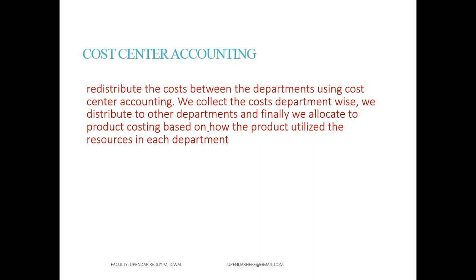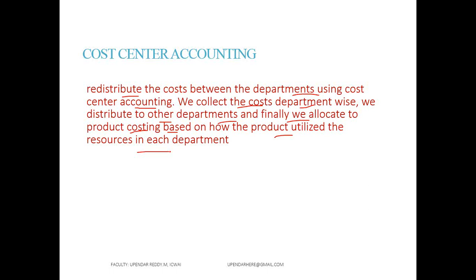In cost center accounting, we will redistribute the cost between the departments. We collect the cost department-wise, distribute it to other departments, and finally allocate it to product costing on the basis of how the product utilized the resources in each department. This is where we have to do the allocation as a period and process.